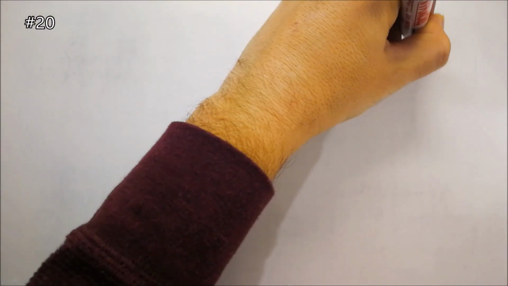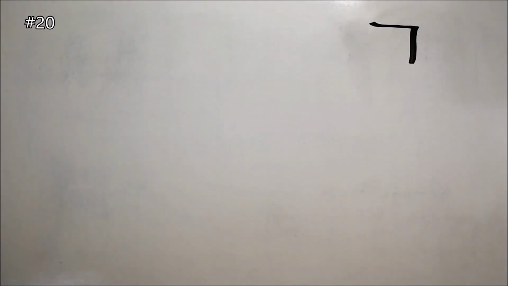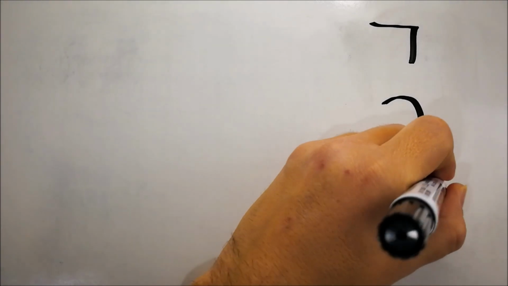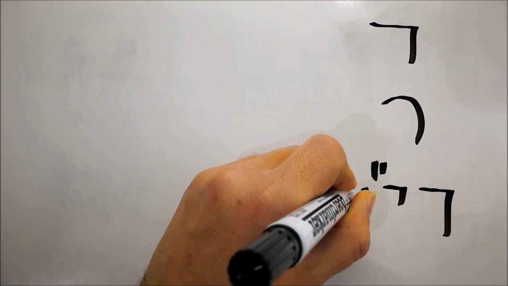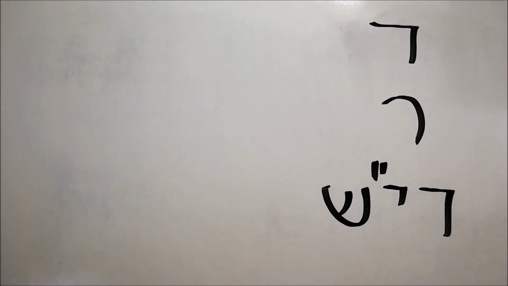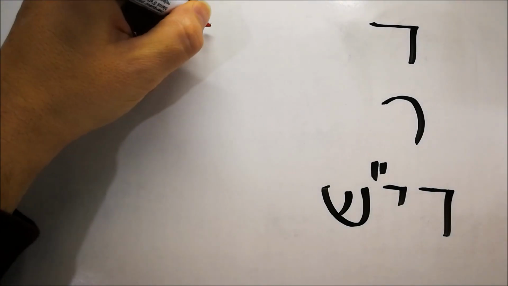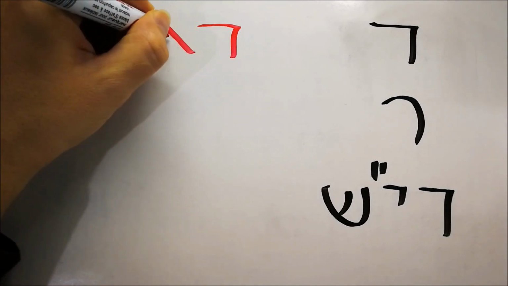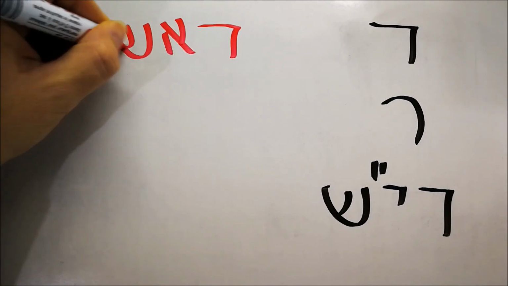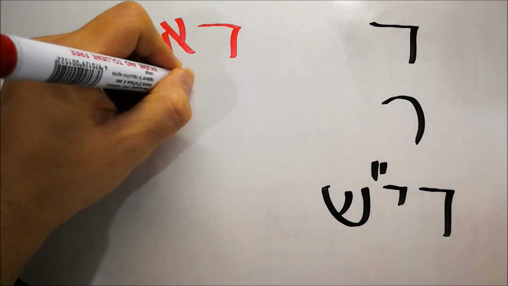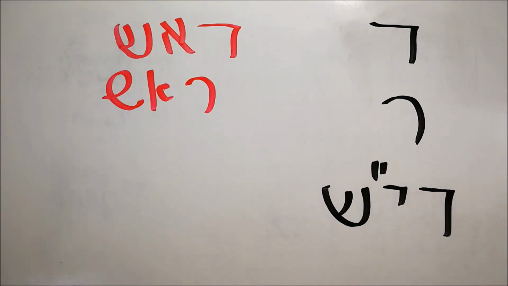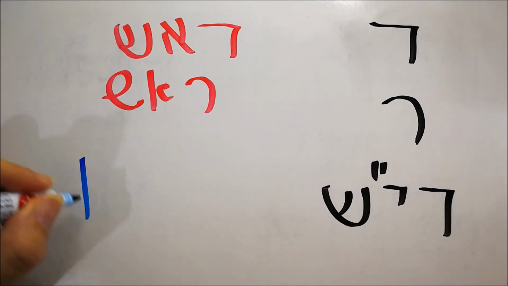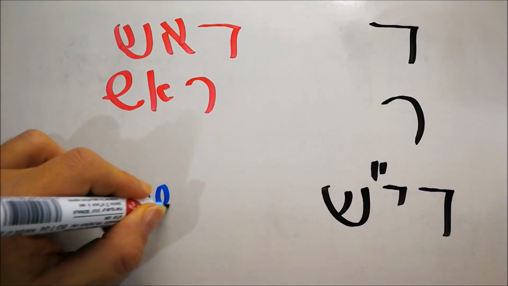The next letter in the Hebrew alphabet is Resh. This is how you write Resh in print and in handwriting. This is how you spell the letter Resh. A word example for the letter Resh is the word Rosh. This is how you write Rosh in print. Rosh means head in English.